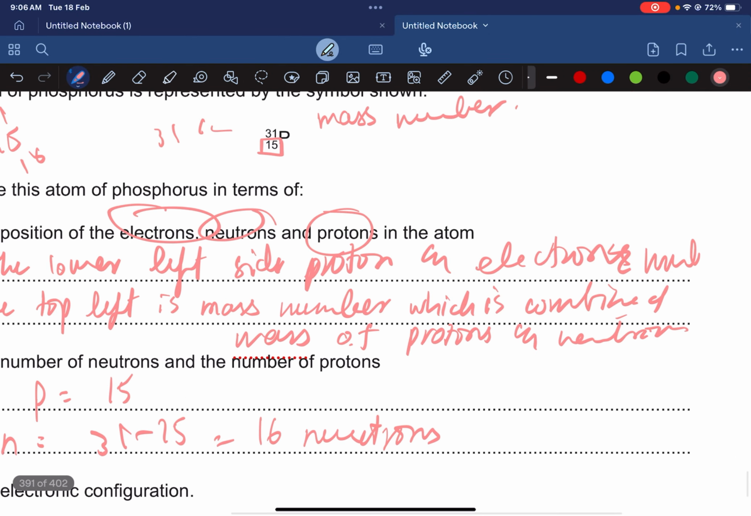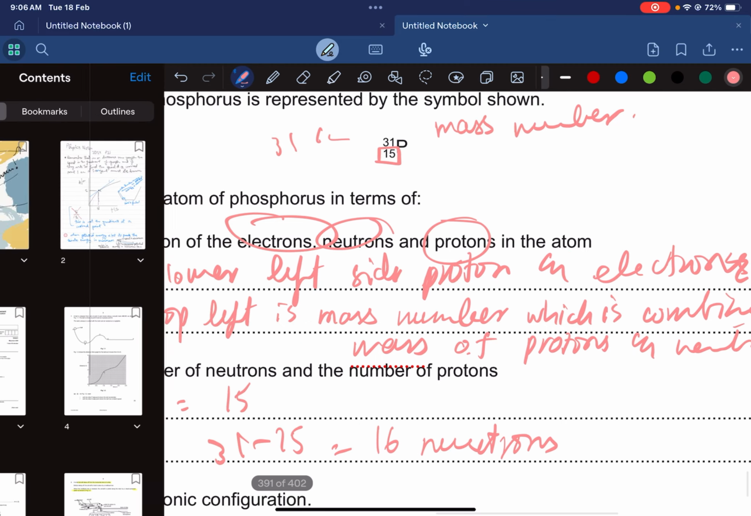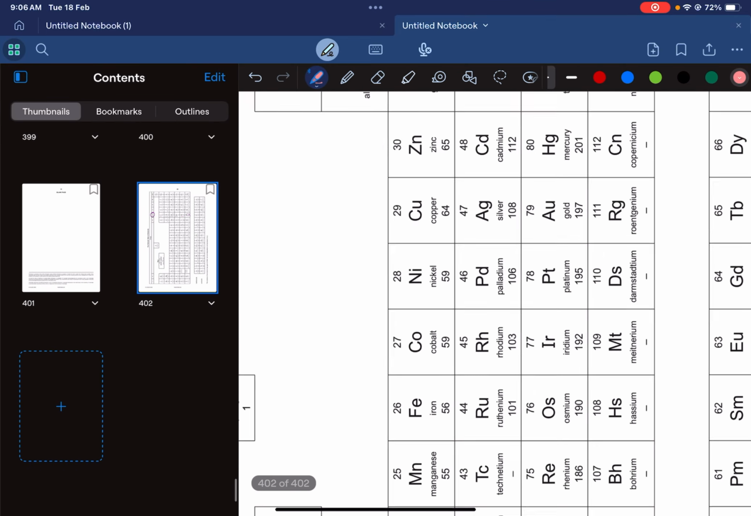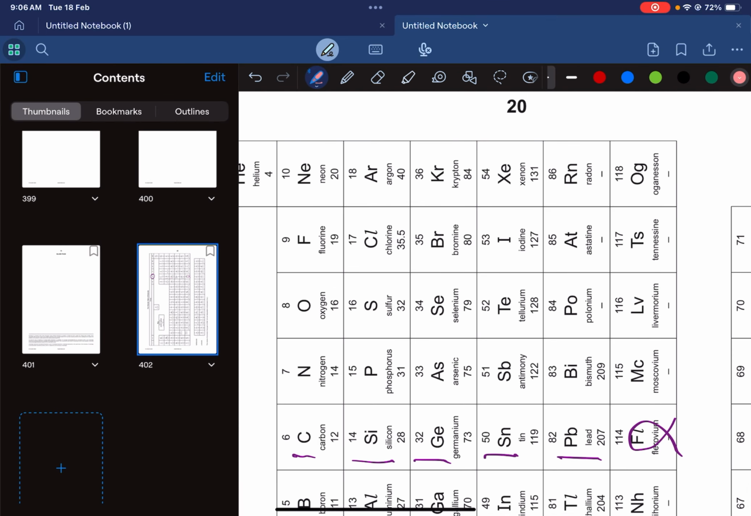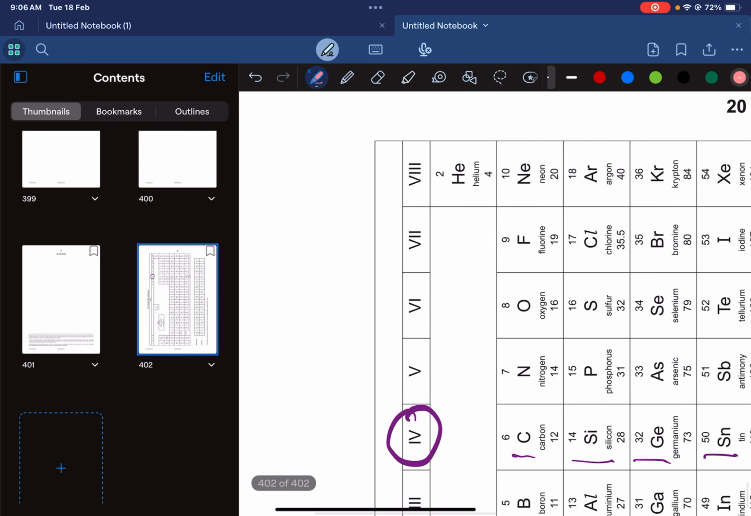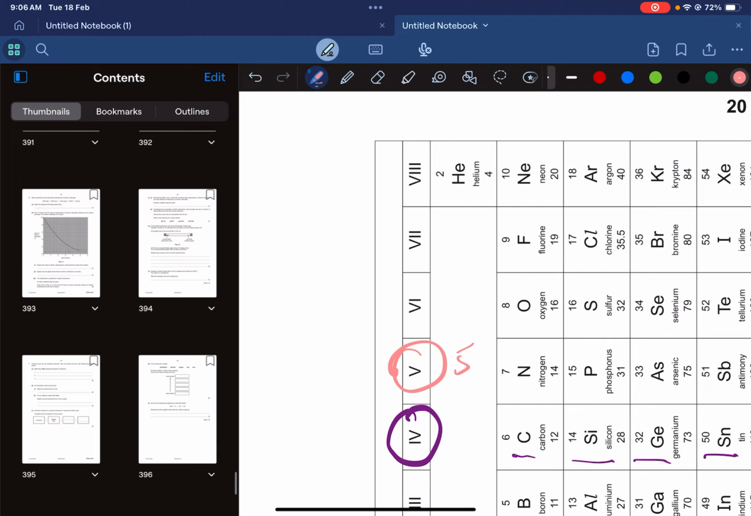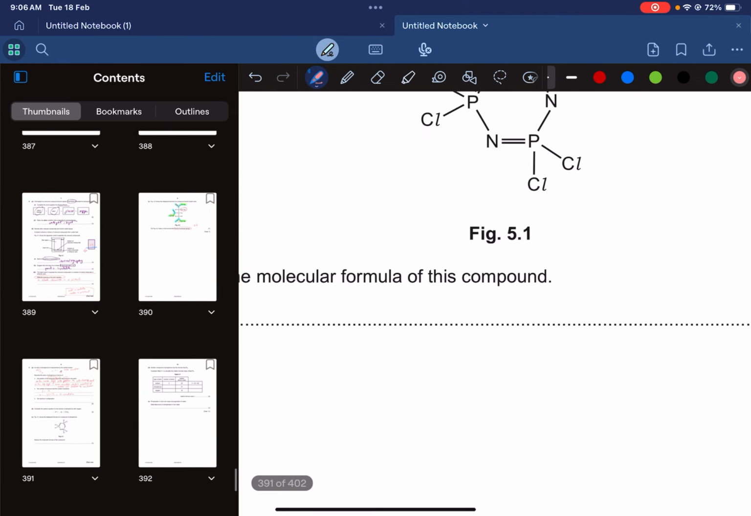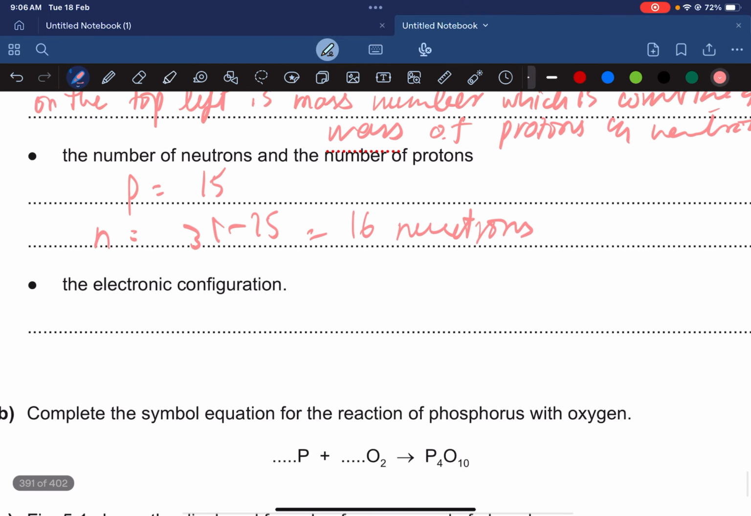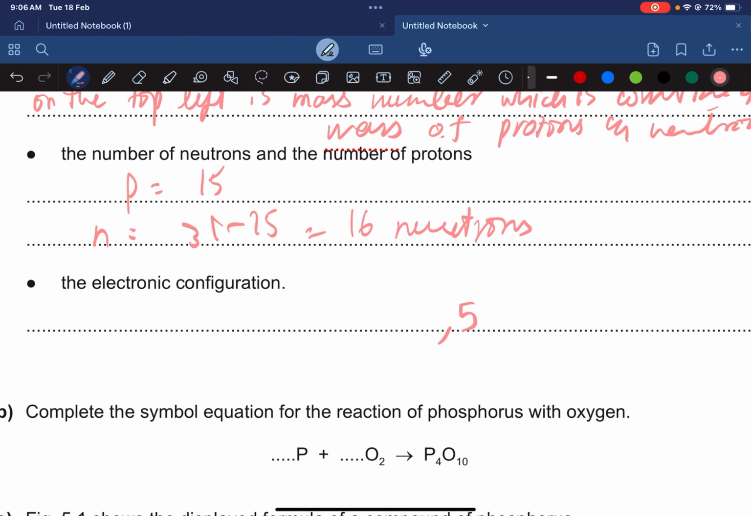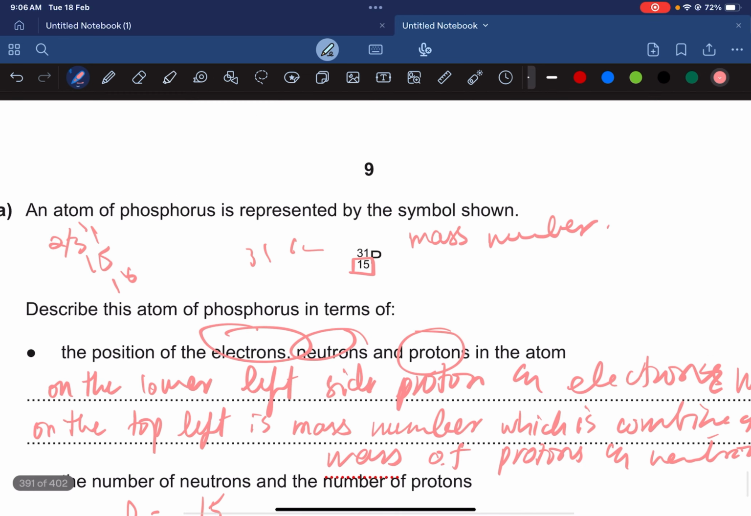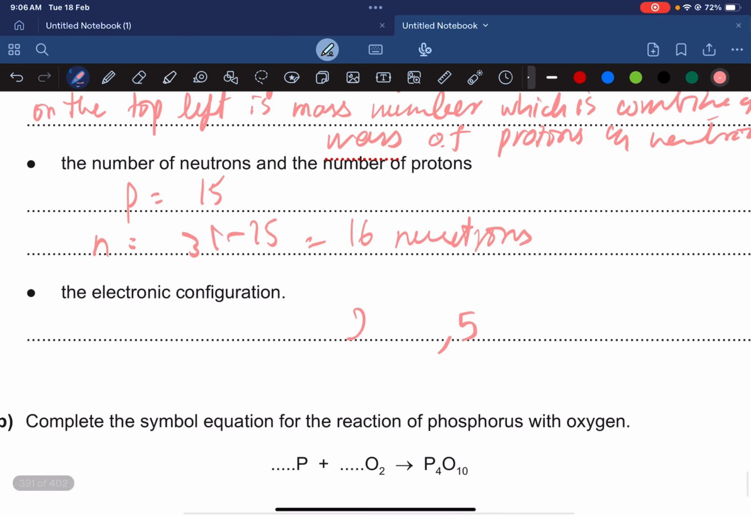We know that phosphorus is in group 5. We can check the group of phosphorus right from the periodic table here. So the last shell will have 5 electrons, that's for sure. And now we can simply draw the electronic configuration of phosphorus. The last shell will have 5. We have to complete 15, so 2 and 8. 2, 8 makes it 10, and 5 in the last shell makes 15.